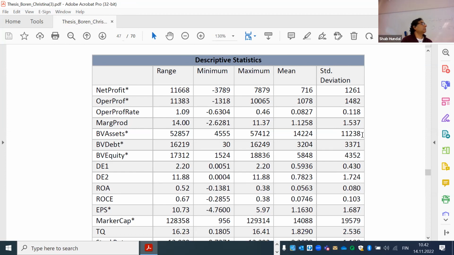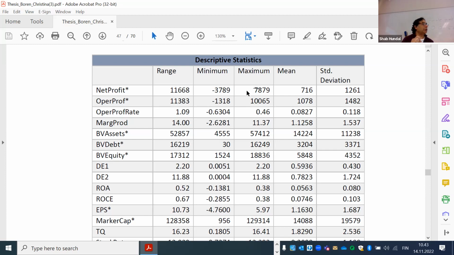Maximum is the highest value in the whole column. For example, highest profit has been 7879, and the minimum profit has been -3789, which means loss basically. And the range is the difference between maximum and minimum, okay? We can't really conclude anything from this descriptive analysis, but descriptive analysis helps you to get some feel of the data. All right. So this is what exactly I would do. So now you know that the first phase of your data analysis is descriptive statistics.